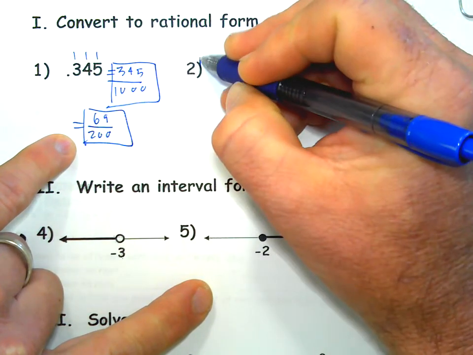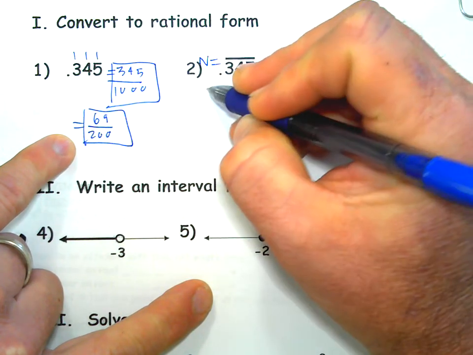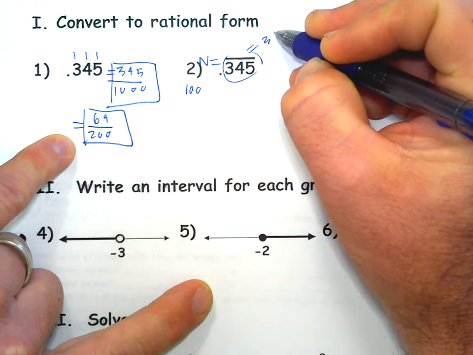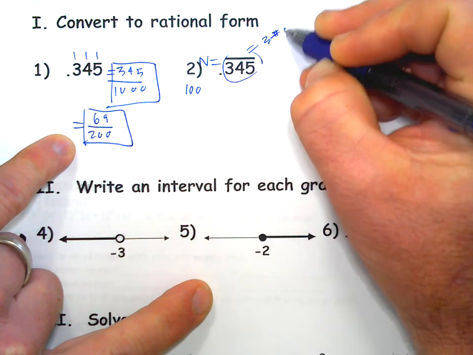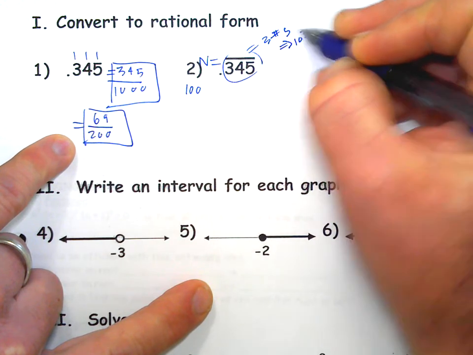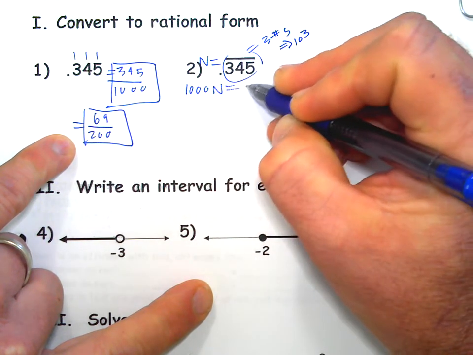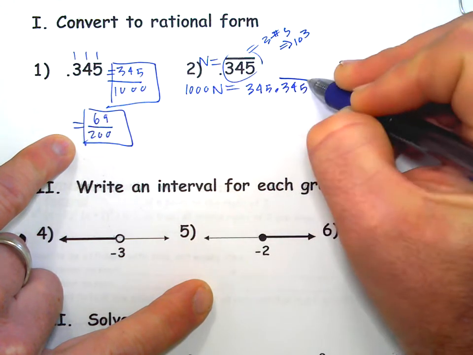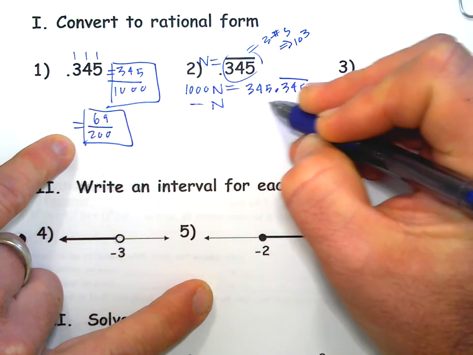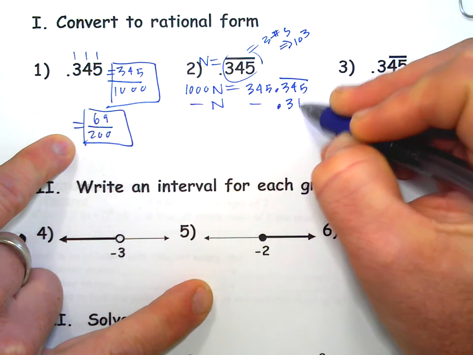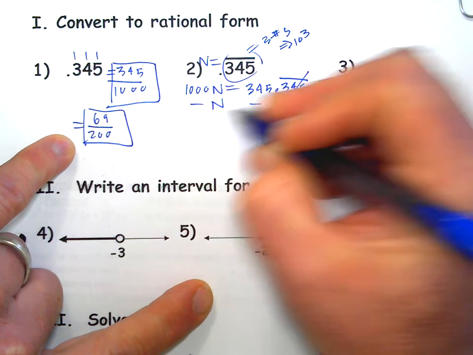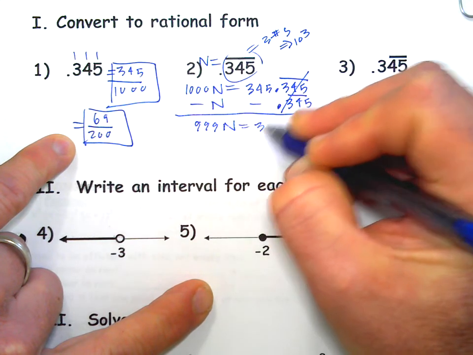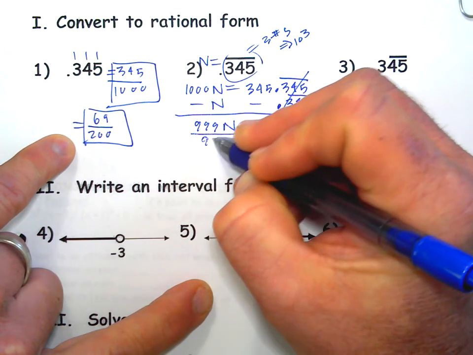Next one is repeating decimals. So we set it equal to n. We multiply by 10 to the power of the number of repeating digits. So there's 3 repeating digits, so it's going to be 10 to the third. So that's 1,000 on both sides. That moves the decimal place 3 spots, and then we have the repeating part still there. We're going to subtract the original number, and we want to line up the decimal points. We want the repeating parts to line up. If they don't, something's wrong. So 999n equals 345. So then we could divide both sides by 999.